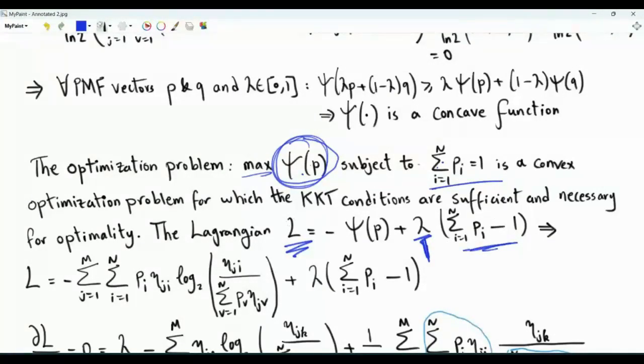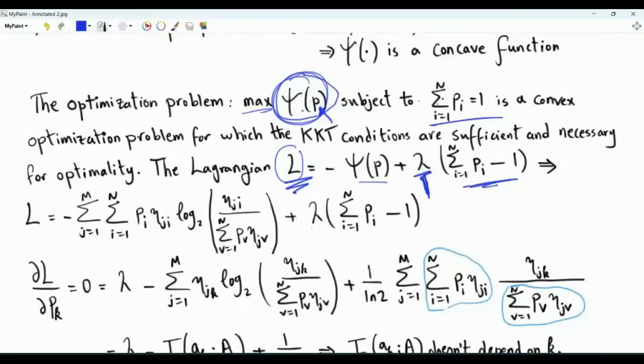The stationarity condition means that the partial derivatives of the Lagrangian with respect to the components of vector p, all those partial derivatives must be 0. Write down the expression explicitly. Now we need to differentiate with respect to pk, and k is 1, 2, all the way to big N. Let's start by differentiating this term here. If we differentiate with respect to pk, then we pick lambda, which is the Lagrange multiplier. And then here we have a p, and here we have it also. So let's apply the product rule.